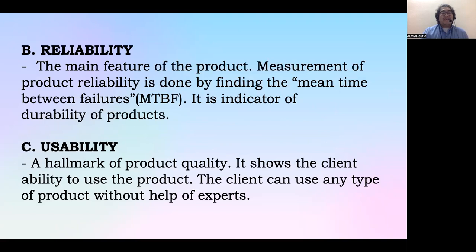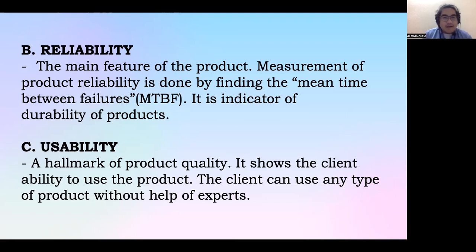Next is reliability. The main feature of the product measurement of product reliability is done by finding the mean time between failures. It is indicator of durability. So, as a consumer, meron tayong mean time between failures na ginagawa. I mean hindi natin naiisip pero nagagawa pala natin. Yung hindi natin akalain na nagagawa pala natin. So, mean time between failures.